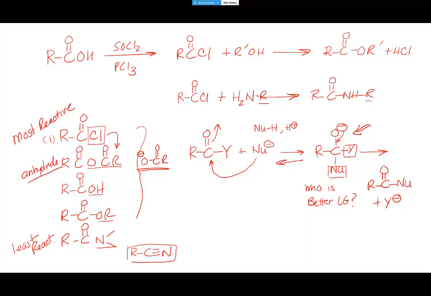React it with water, and you make the carboxylic acid. React it with alcohol, you make the ester. React it with an amine, you make the amide. Same mechanism. So chlorides can be used to make all the species below it in this chart. And actually, that's what happens. You can always make something below you on this chart. You can't make anything above you.